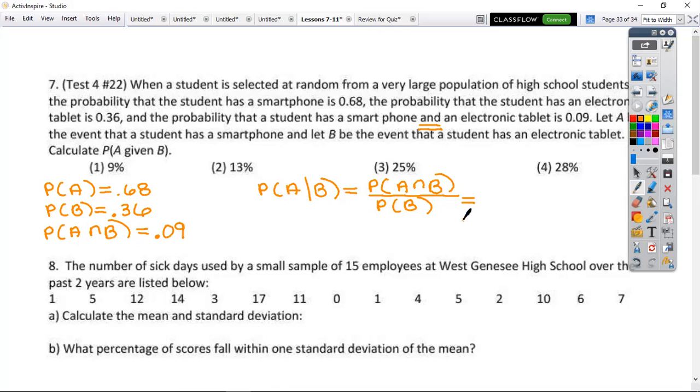So all I have to do is 0.09 divided by 0.36. Answer, 25%. 1/4.